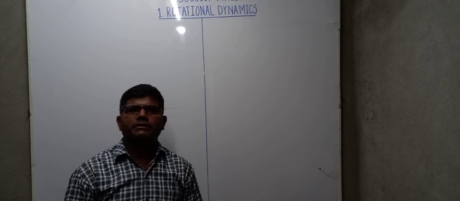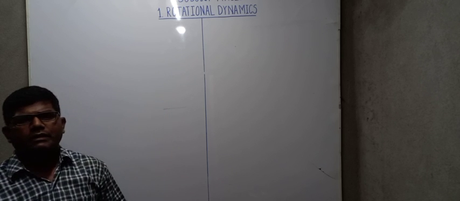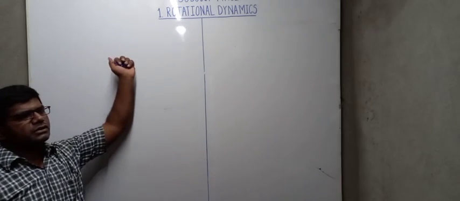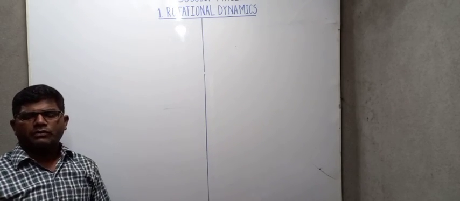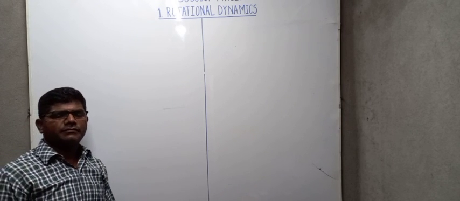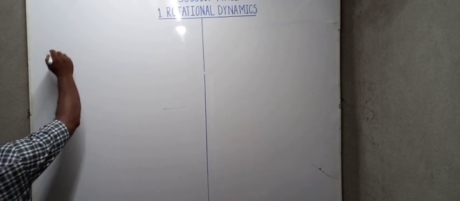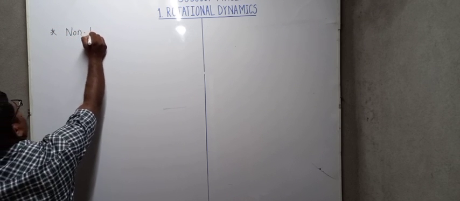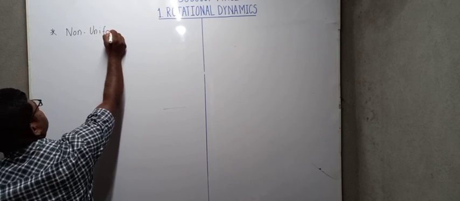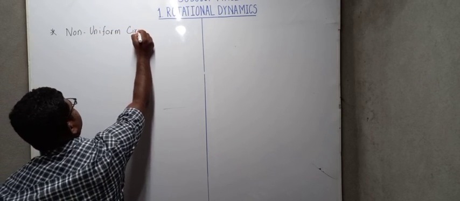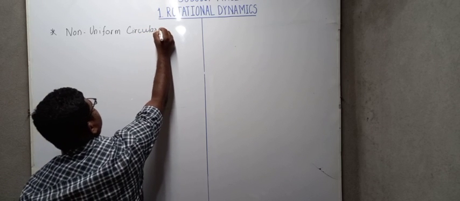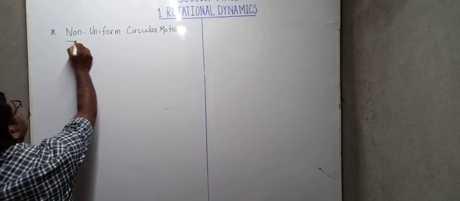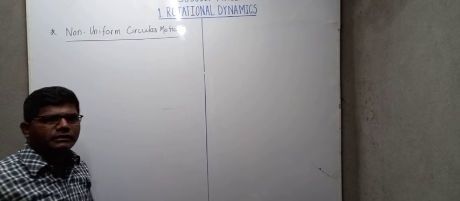In the previous lecture we studied circular motion and their types: uniform circular motion and non-uniform circular motion. Today we are going to start the second type of circular motion, that is non-uniform circular motion. In short, we call this non-UCM.